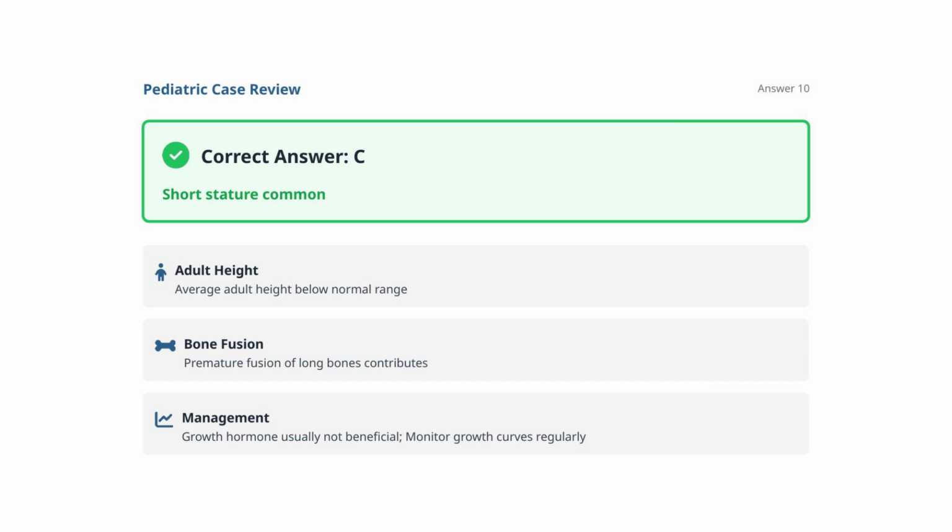The correct answer is C, short stature is common. Children with Apert syndrome typically have heights below average. Early fusion of growth plates in long bones contributes to reduced final height. Growth hormone therapy is generally not effective. Regular monitoring on growth charts is important. Nutritional optimization supports maximum growth potential within genetic limitations.